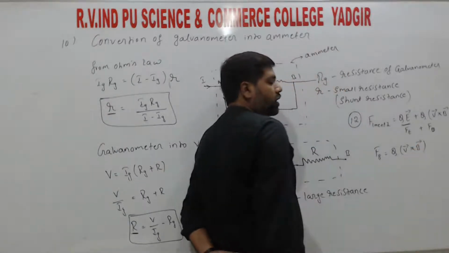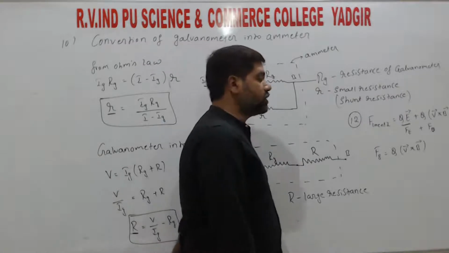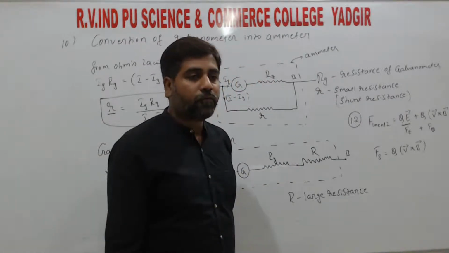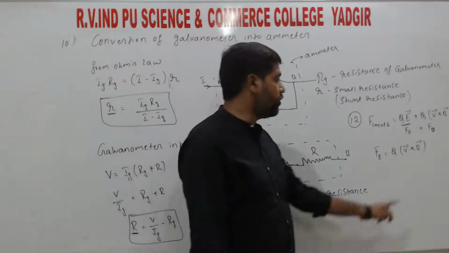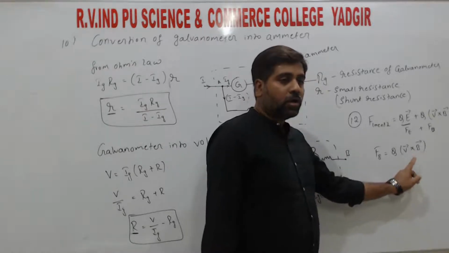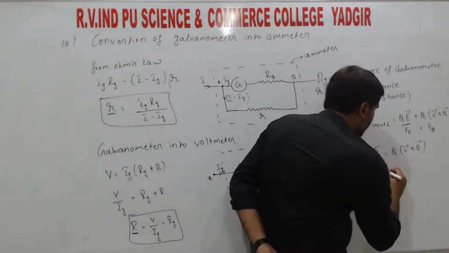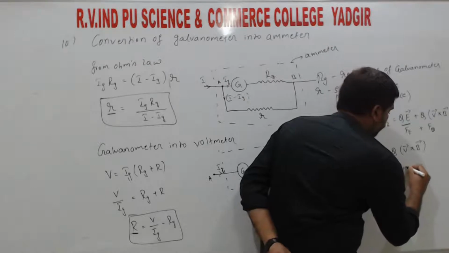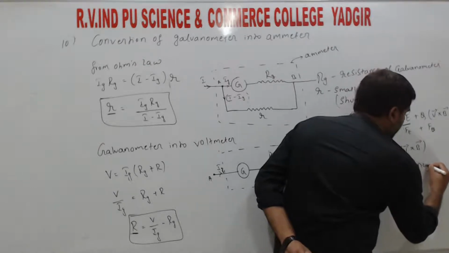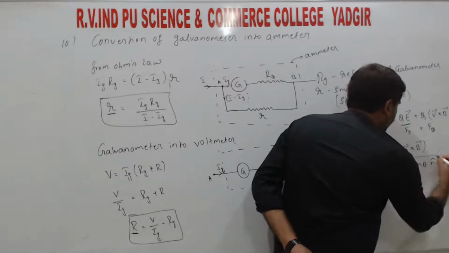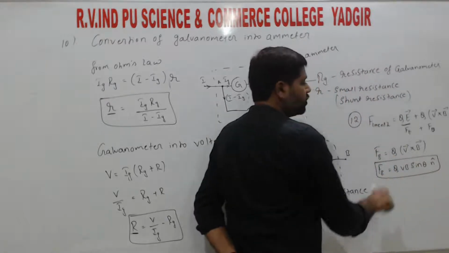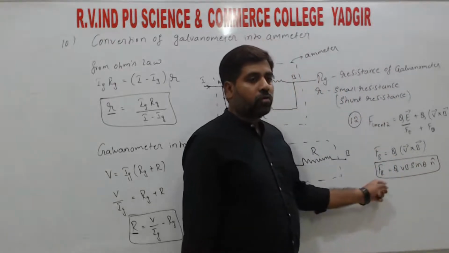So definition: the cross product of two vectors is equal to the product of the magnitudes of the two vectors and the sine of the angle between the two vectors, right? So FB that is equals to QVB sin theta into n cap. So this is the expression we are going to write.